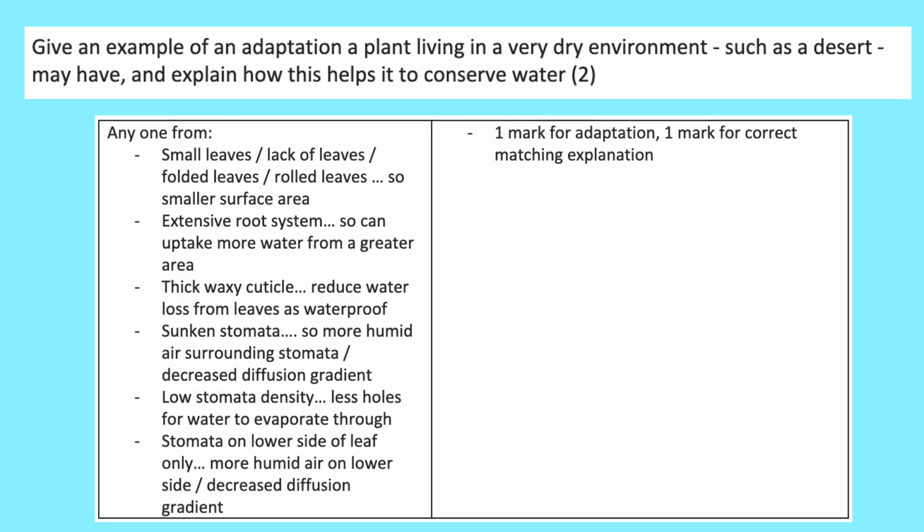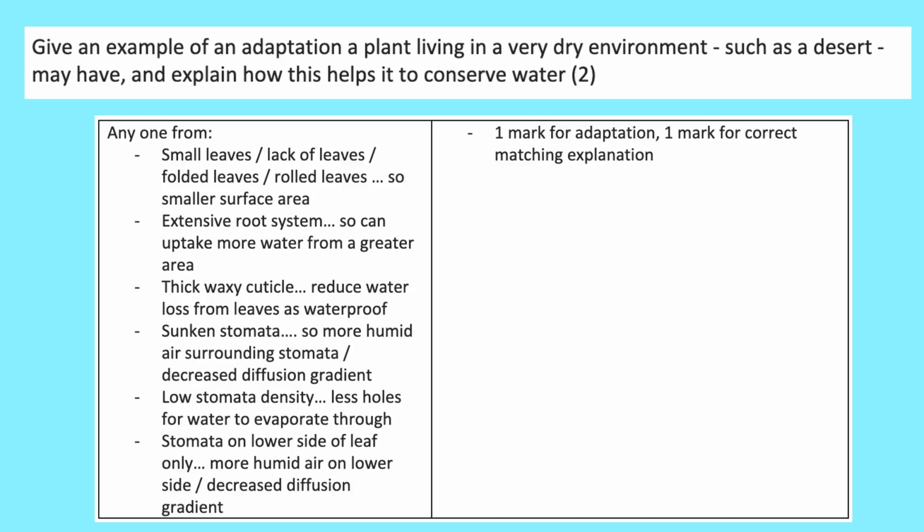A thick waxy cuticle reduces water loss because it acts as a waterproof layer over the leaves. You can also have sunken stomata, and this generates a more humid area of air around the stomata, and that decreases the diffusion gradient, therefore, for water to be lost via evaporation and osmosis. That's a bit of a difficult one.